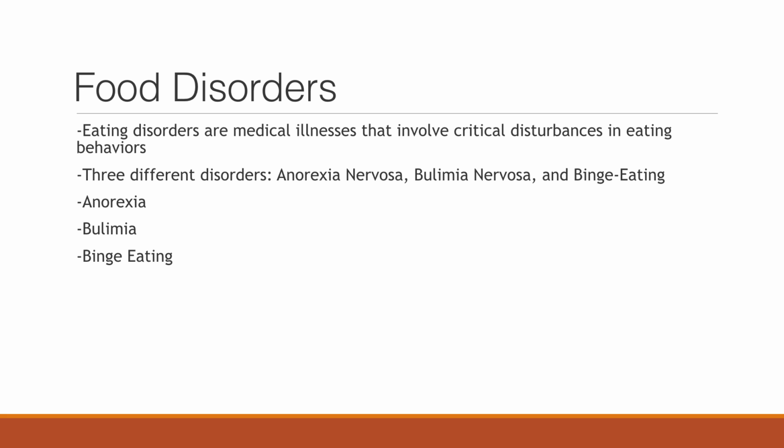Bulimia nervosa consists of a binge-purge cycle in which individuals binge eat and feel immense feelings of shame, which leads to purging. A typical form of purging is self-induced vomiting. They may also resort to ingesting strong laxatives and emetics or strenuously exercising.